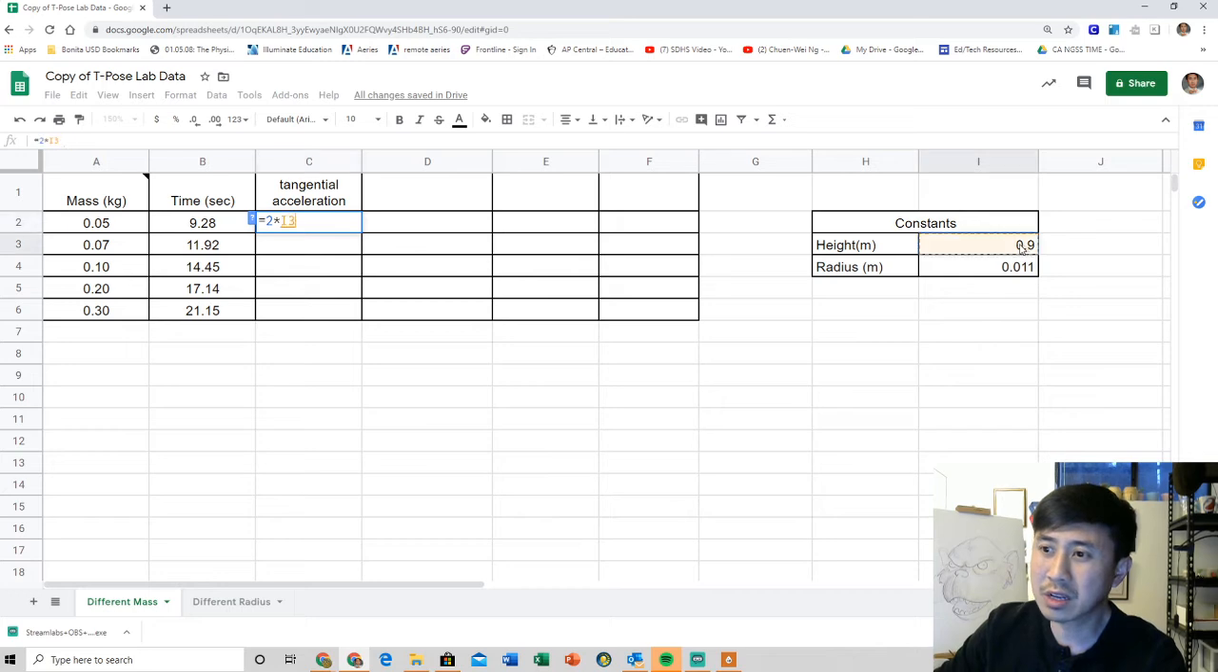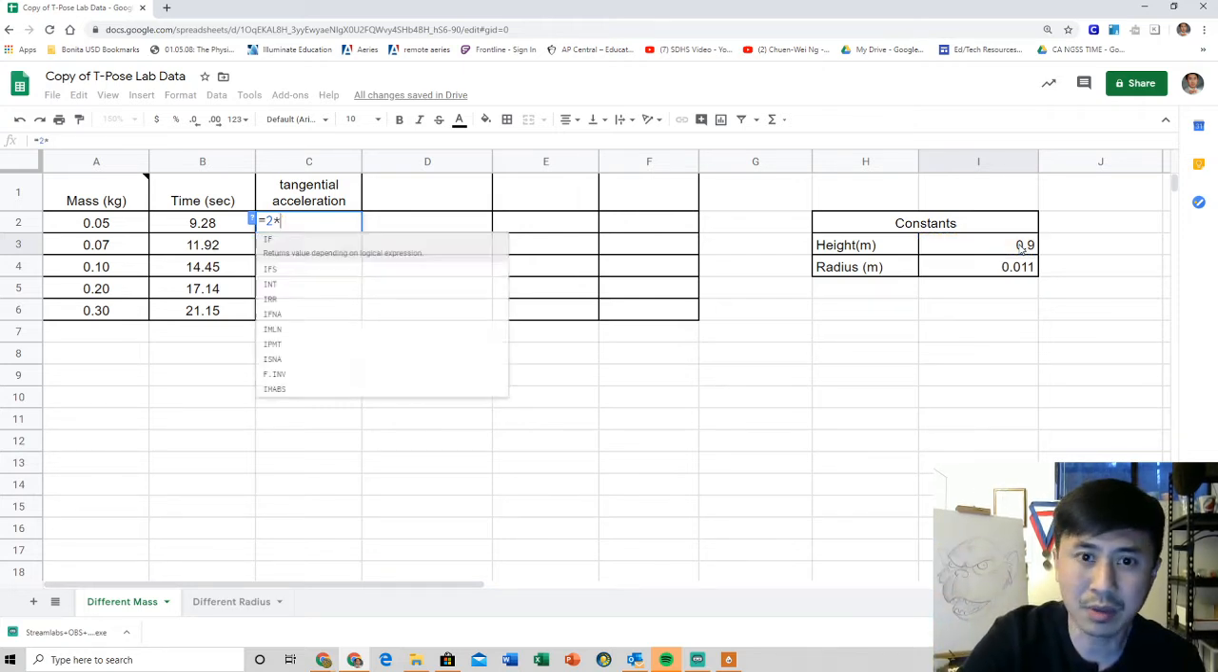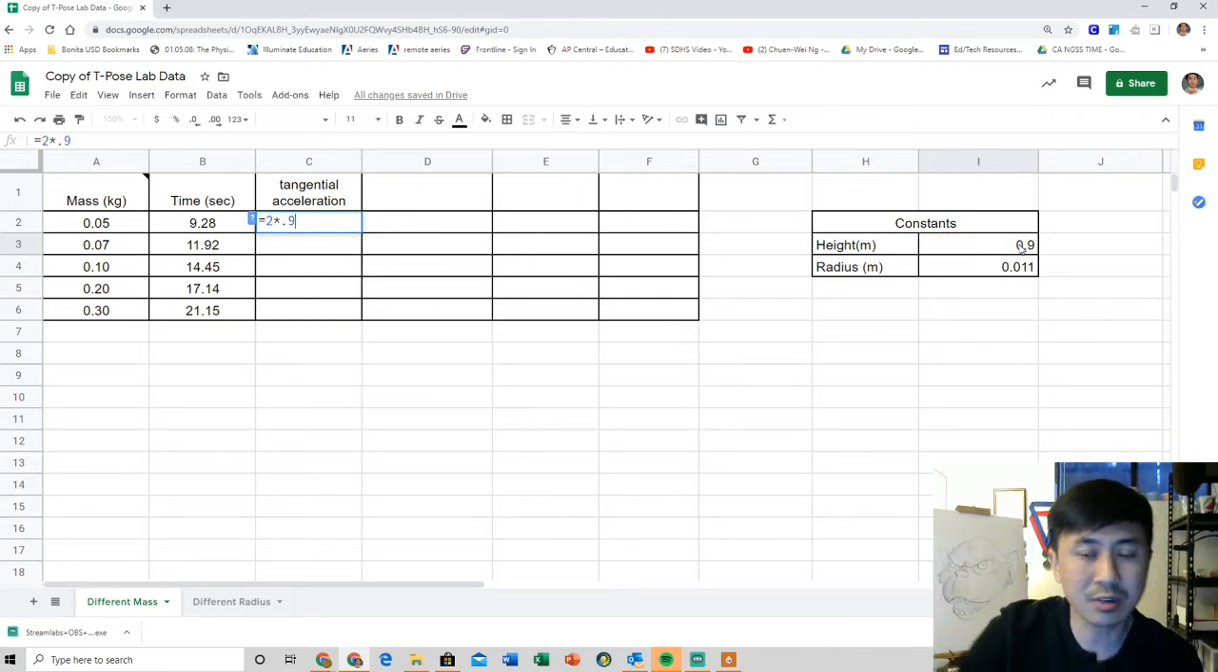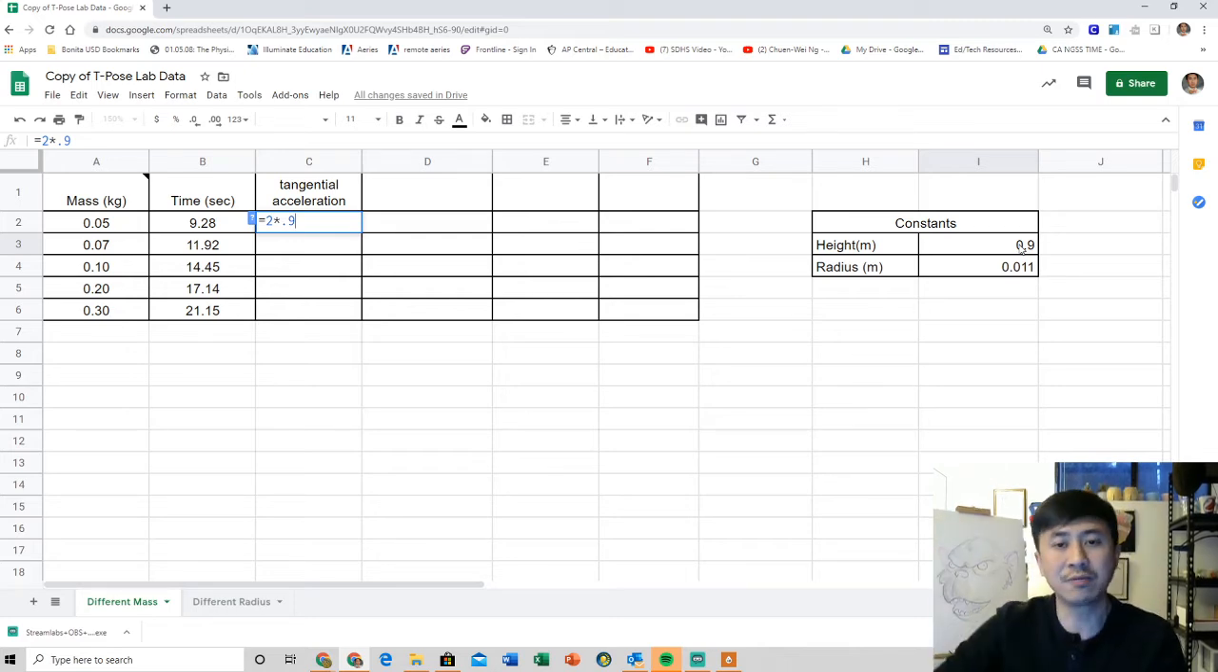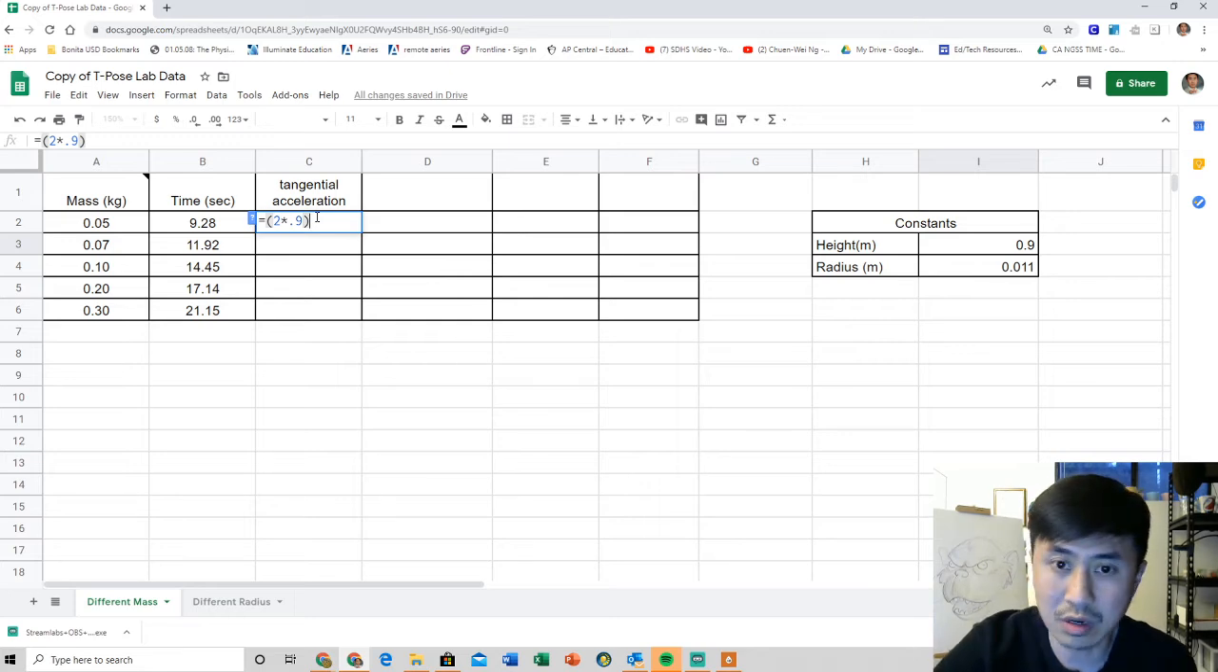I'm not going to click on this cell, because if I click on that cell, it's going to change as I go down. I'm just going to type in 0.9 because that number is static. The height that it fell is going to stay the same. Okay, I'm going to put this in parentheses. So I'm going to click here, open parentheses, and then we're going to divide this by t squared. Divided by, I'm going to do parentheses again.